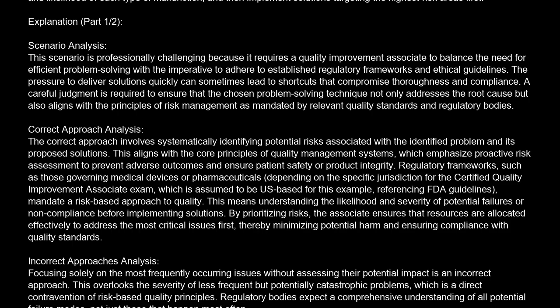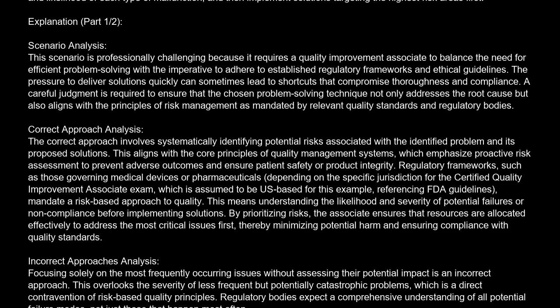Correct approach analysis. The correct approach involves systematically identifying potential risks associated with the identified problem and its proposed solutions. This aligns with the core principles of quality management systems, which emphasize proactive risk assessment to prevent adverse outcomes and ensure patient safety or product integrity.